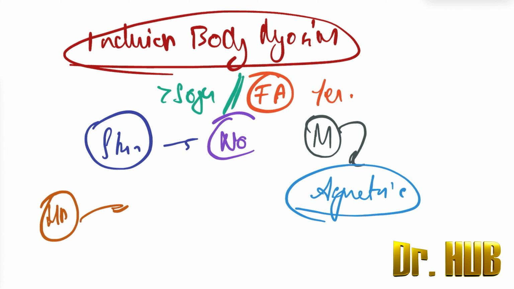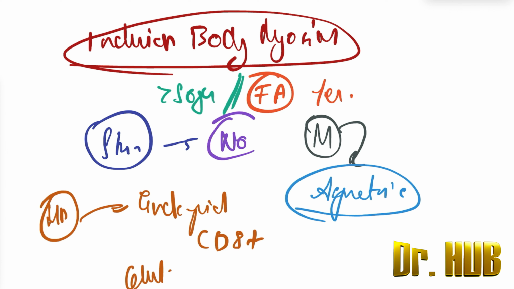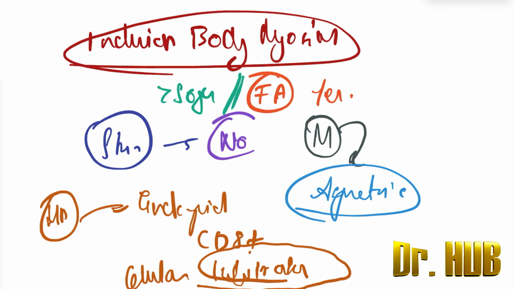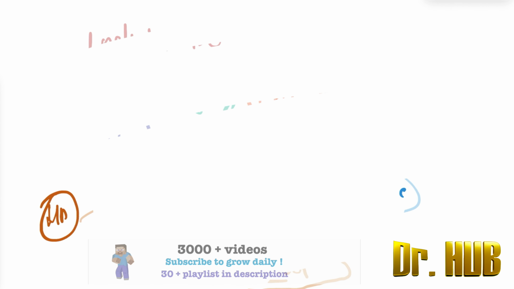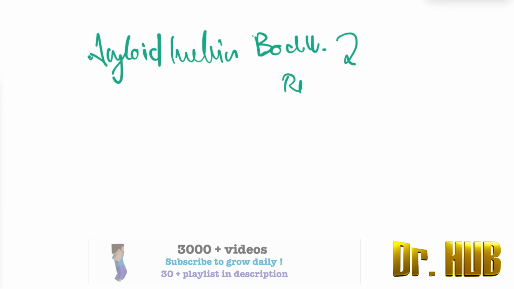The histopath findings are endomysial CD8 plus cellular infiltrates, and there are amyloid inclusion bodies and rimmed vacuoles.